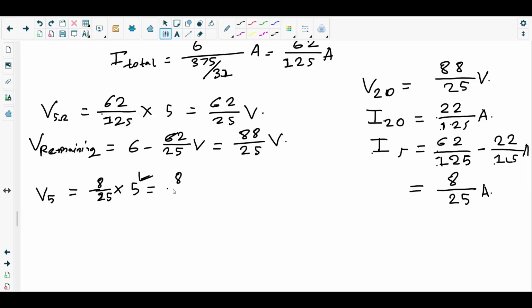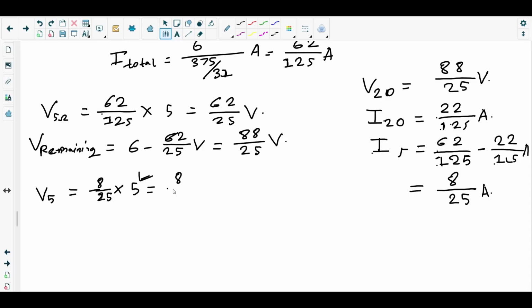Okay, this is 8 over 5 volt, 1.6 volt, sorry, not 3.6, 1.6 volt. So what I said earlier, this whole part is in parallel with the 20 ohm resistor, right? And the PD across the 20 ohm resistor is 88 over 25. That means this whole part has a PD of 88 over 25 volt. And we already got the voltage across the 5 ohm resistor.